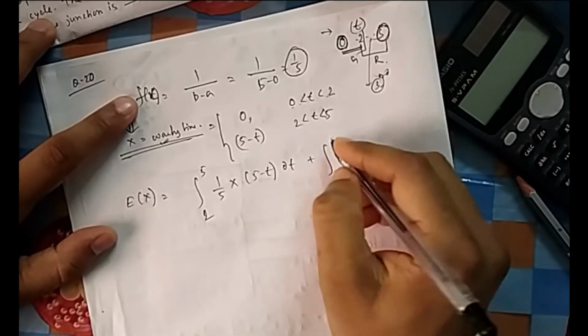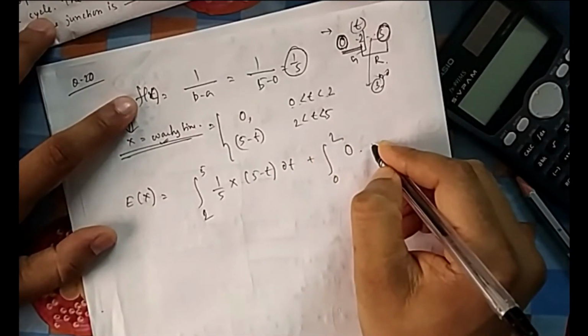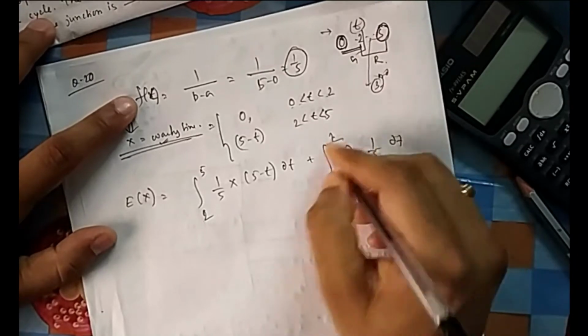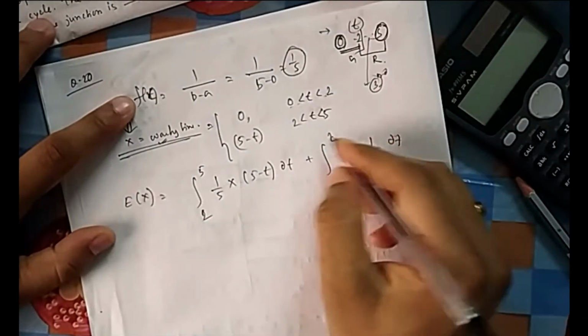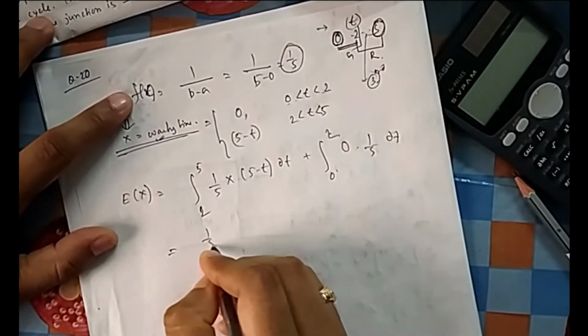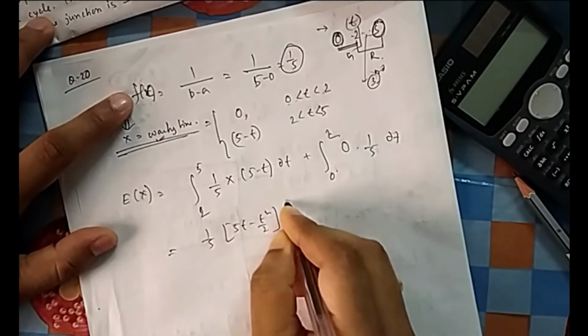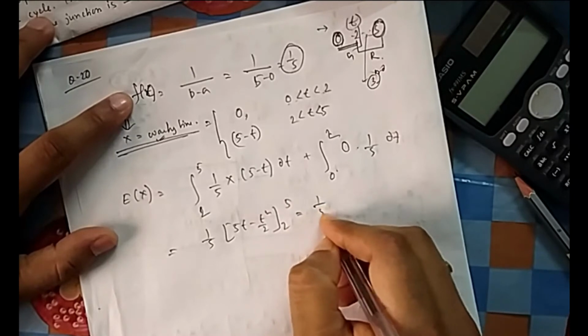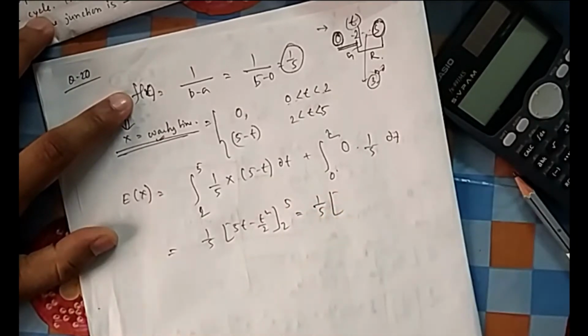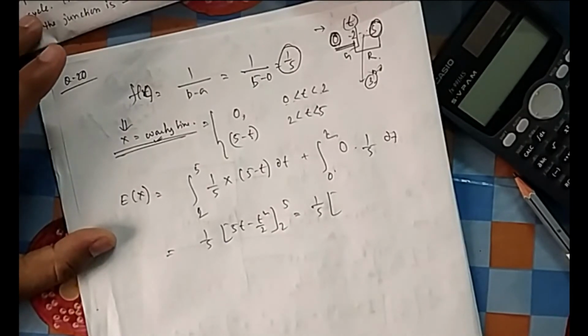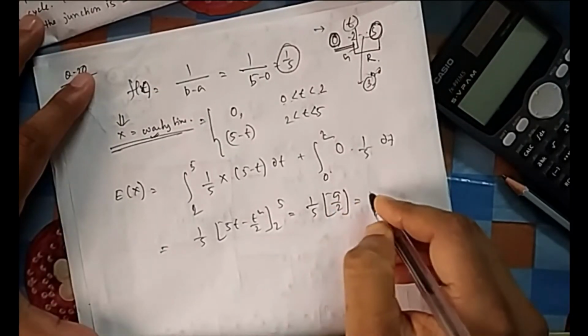Or let me complete it, 0 to 2, then 2 to 5, complete. So this one is not required. So this is 1 by 5, 5t minus t square by 2, from 2 to 5. If you put in all these values, I am not putting them in, you can easily put them in. So you will find the answer as 9 by 2, so it will be 0.9. That is question 21.